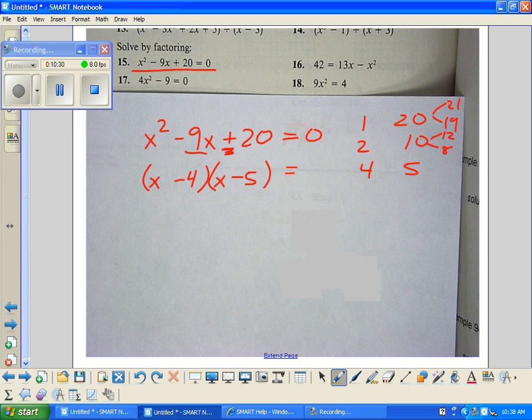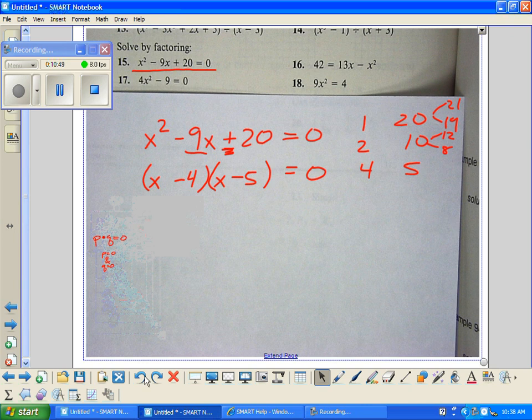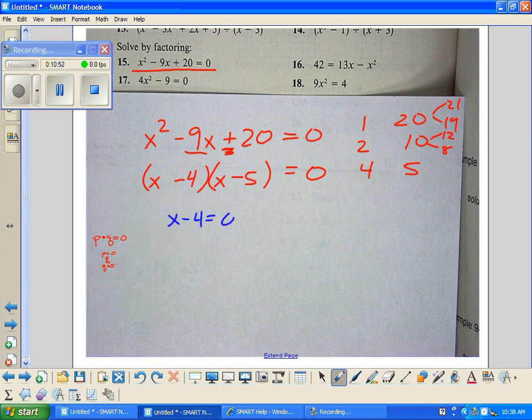This still equals 0. And now we have our very special property for 0. We know P times Q, when it equals 0, either P is 0 or Q is 0. Well, that's our property here we're going to use, all right? So I can set x minus 4 equal to 0, the P, and x minus 5 equal to 0, the Q. And again, very easy equations. The answers to this problem are 4 and 5.